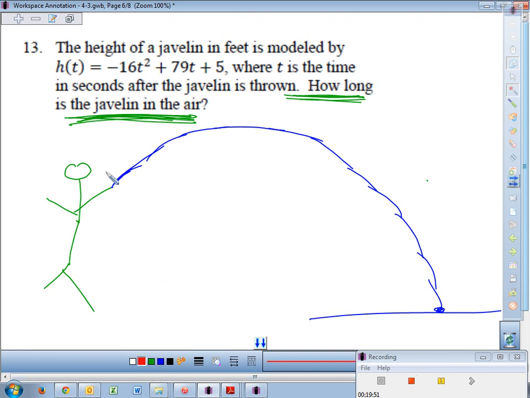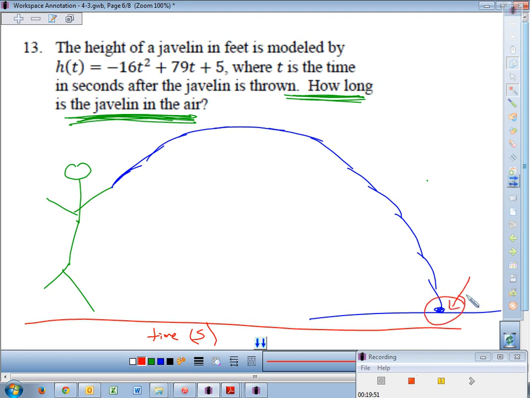I would like to know how long it was in the air. Well, isn't this the x-axis right here, which is time in seconds? Like if we was to make a graph of this situation, the x-axis is time in seconds. And we'd like to know until it hit right there. This is the height of the javelin in feet. How high is the javelin in feet right there? It is 0 feet high. Hasn't it hit the ground? So I would like to know where this particular point is, which is an x-intercept.